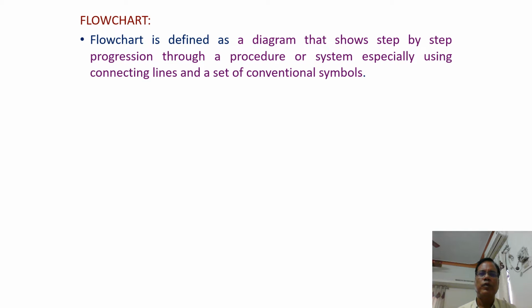Hello friends, today we are going to discuss the flowchart. That is another way of representing the algorithm. The first way we have already discussed using pseudocode. So what is a flowchart? A flowchart is defined as a diagram that shows step by step progression through a procedure or a system, especially using connecting lines and a set of conventional symbols.